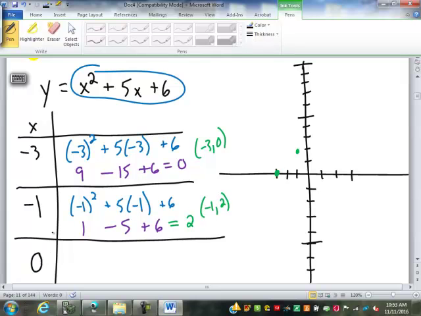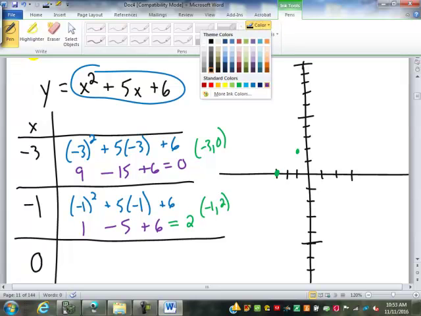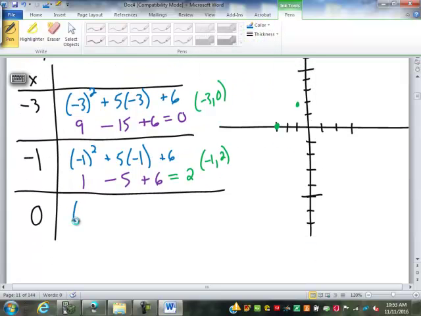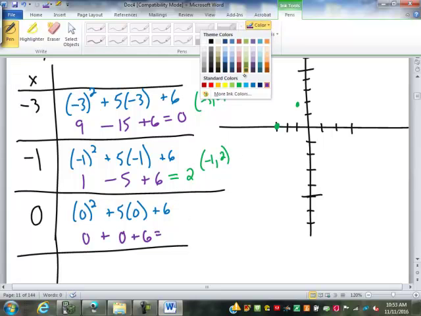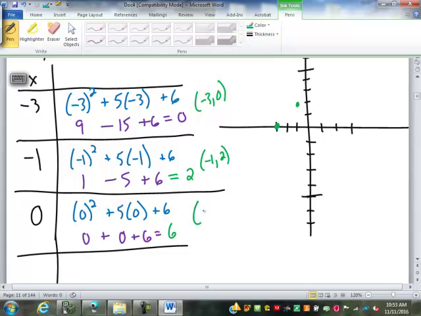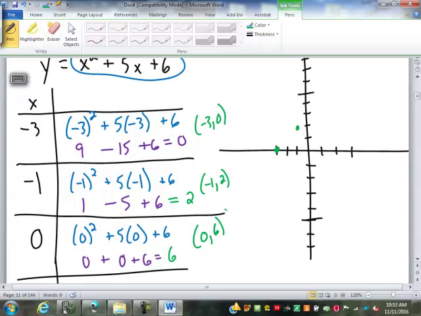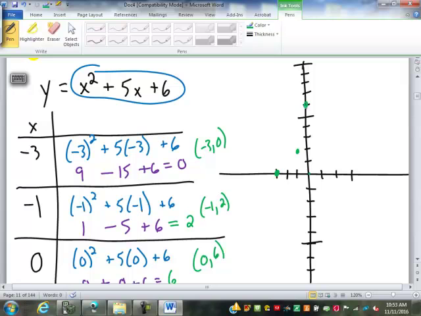Let's try 0. Now if x is 0, y is going to be 0 squared plus 5 times 0 plus 6. Well, 0 squared is 0. 5 times 0 is 0. Plus 6 is 6. So when x is 0, y is 6. So x is 0, y is 6. Well, even with just those 3 points on there, it's become pretty obvious this is not going to be a straight line.